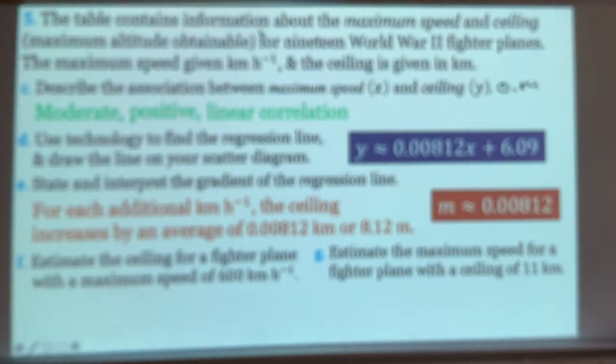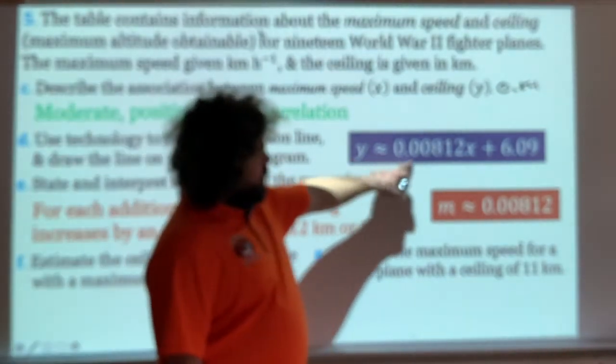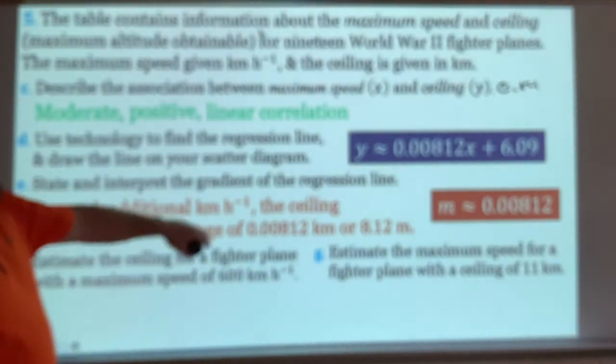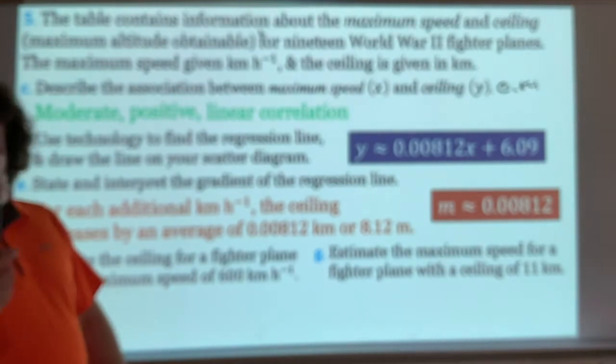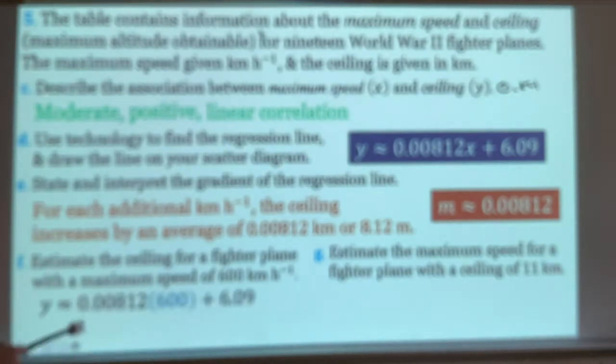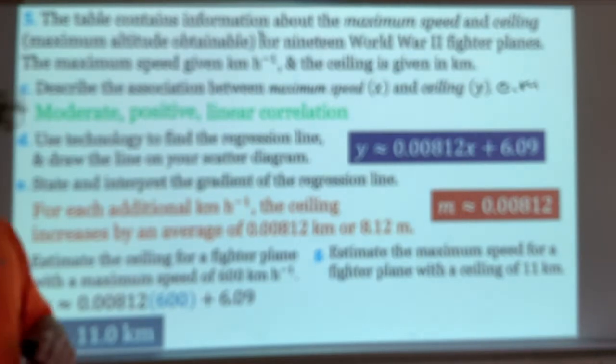Estimate the ceiling for a fighter plane with a maximum speed of 600 kilometers per hour. So am I typing the 600 in for the y or for the x? It's my speed. What's my speed? My speed is, it says right here. Not even using my pointer that I just got. X. All right? So 0.00812 times 600 plus 6.09 is about 11 kilometers. All right? So the ceiling is approximately 11 kilometers. And that also is an interpolation, so that is a reasonable answer.